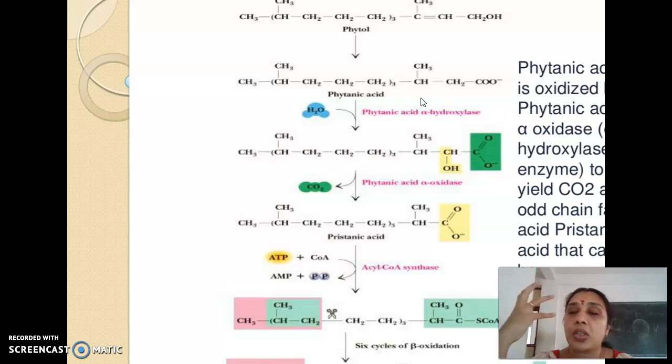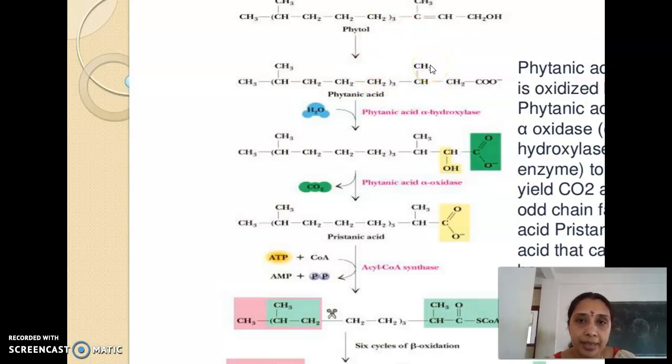So instead of beta oxidation, the body processes such fatty acids which have side chains with the help of another pathway known as alpha oxidation. So how is alpha oxidation happening? The phytols are the actual form of the fatty acids. The phytols will first be converted into phytanic acid. It is the activation. Phytol is first activated to phytanic acid.